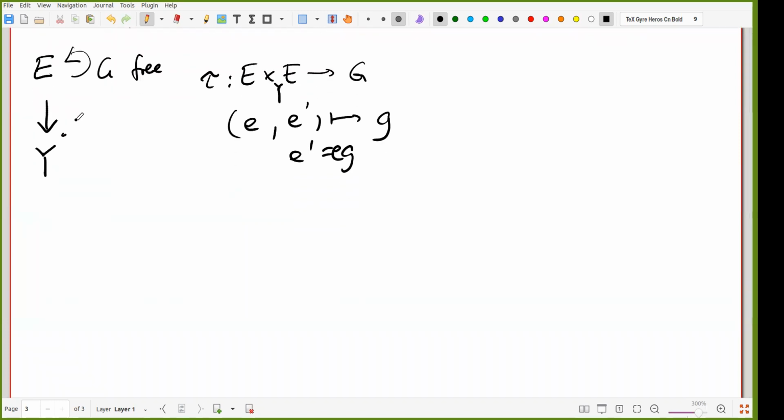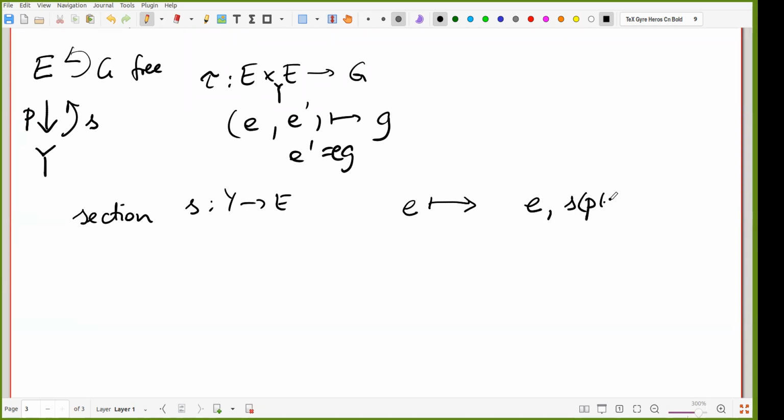Now, if you have a section of this, so what is a section? A section tells you that it's trivial. A section S from Y to E. Then you can take any E in E, and to this E you assign what? I take E, and then I can project it, if this is the projection, and then take the section of it. These are two elements in the same fiber. Take the two of them, I get an element in the group, and take some function on the group.